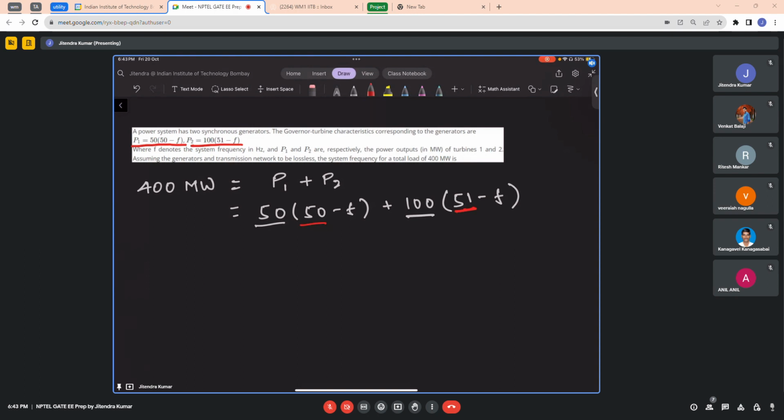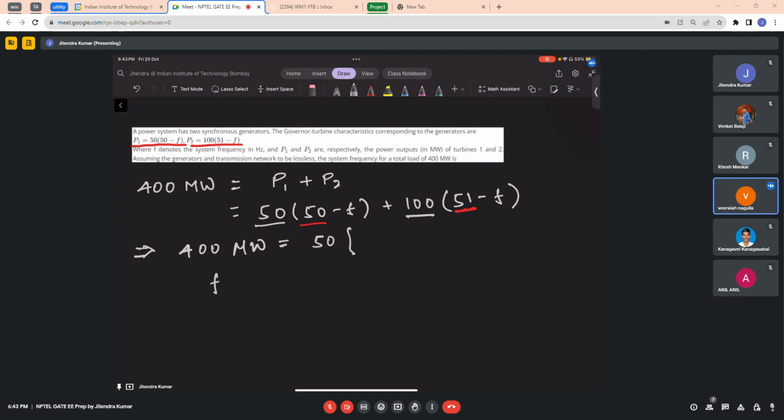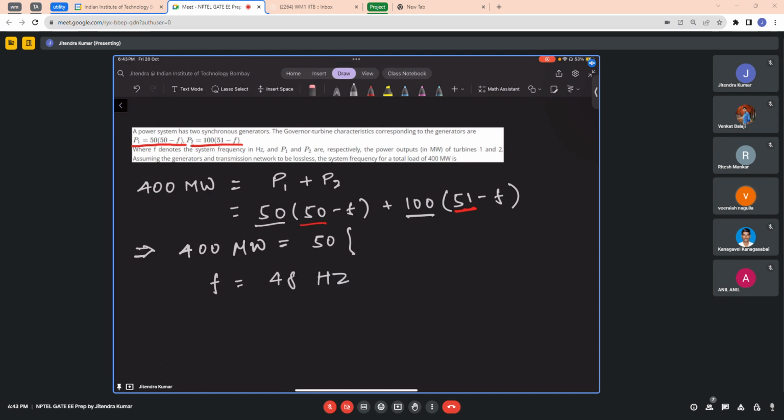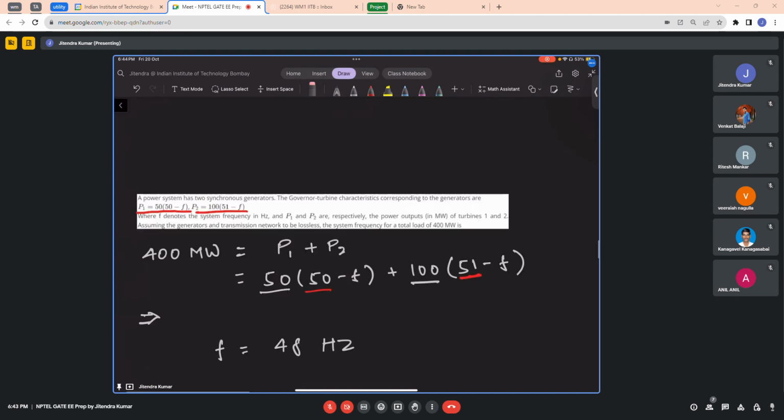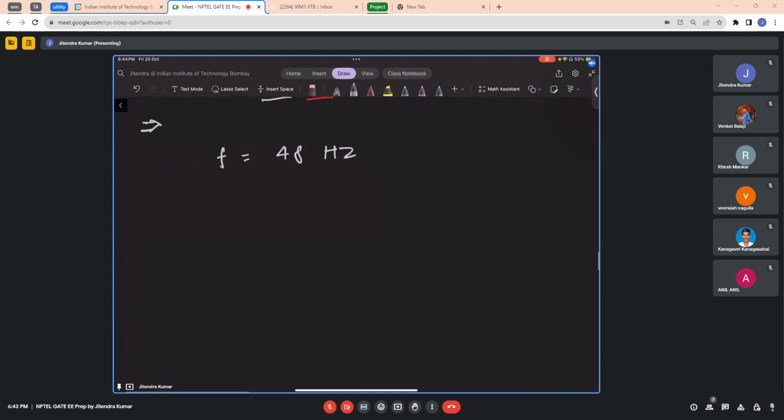I hope it is pretty easy since we have solved a couple of questions earlier. So it will lead to 400 megawatt into, 50, I will take common. 48, sir. How much are you getting? 48, sir. So the system frequency will be 48 hertz. Okay, everyone is getting 48, I guess. I hope it is fine.